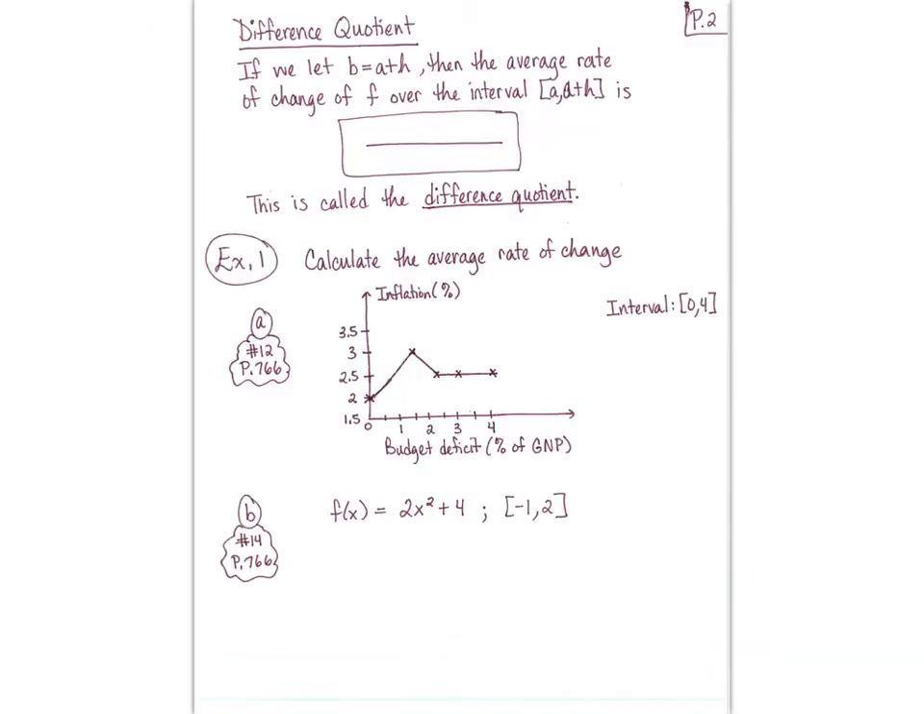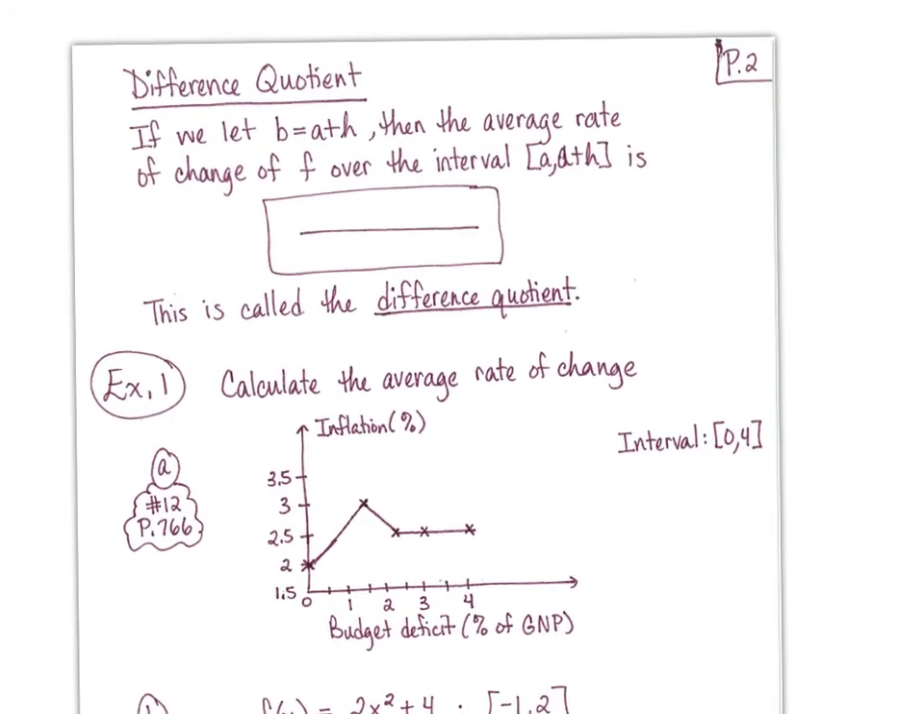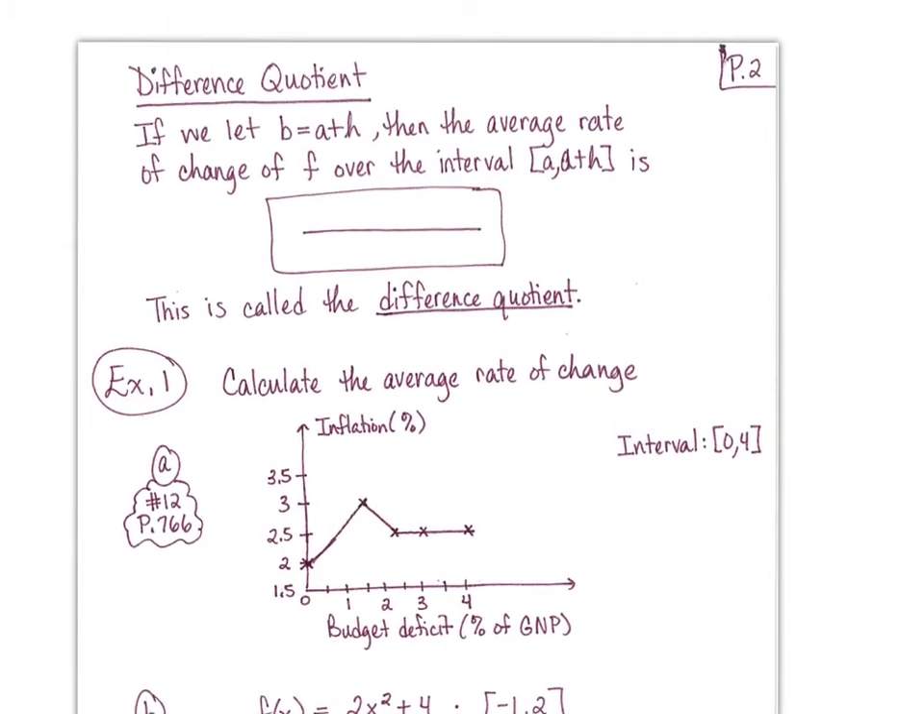The difference quotient, this is also something you need to know. If we let B be equal to A plus H, so let's just do an aside here. What is the average rate of change given by? What's the formula for the average rate of change over the closed interval AB? We just talked about it. F of B minus F of A over B minus A. Very good.